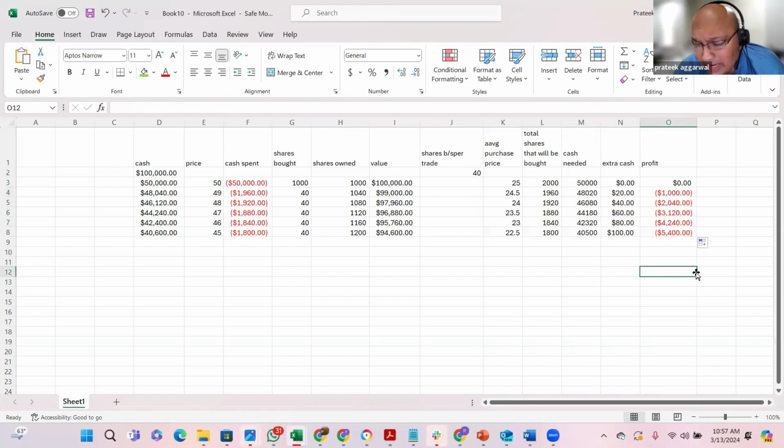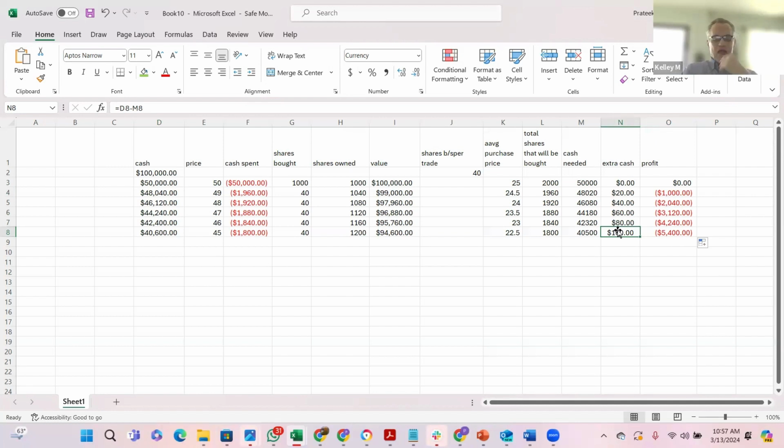So somebody looking at this portfolio will say you have a loss of $5,400, but there's an extra cash of $100, right? The price has dropped, but the investor can still walk away with $100 because it's not needed for any future trades.